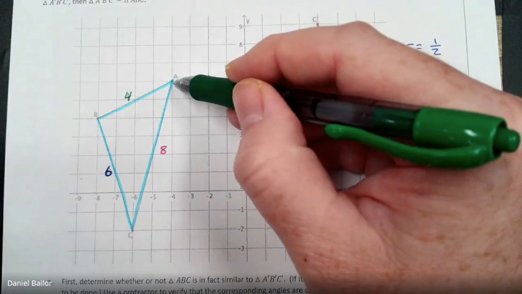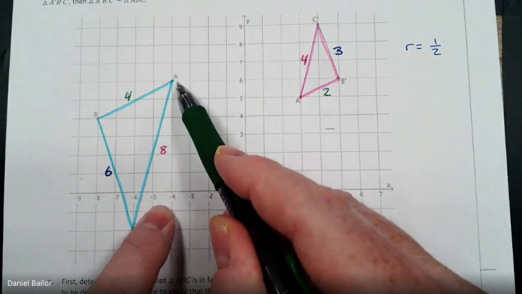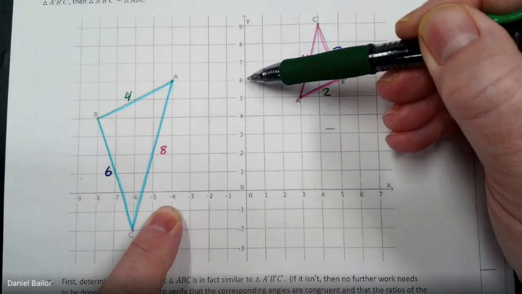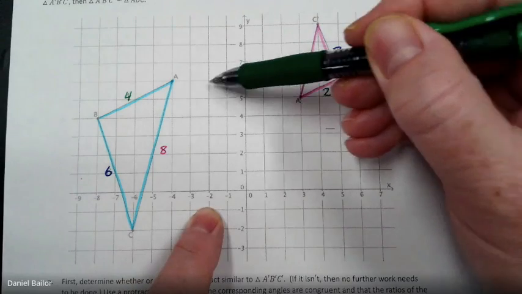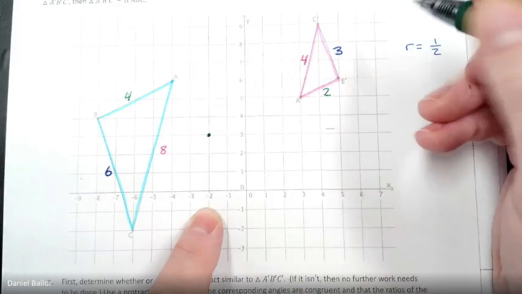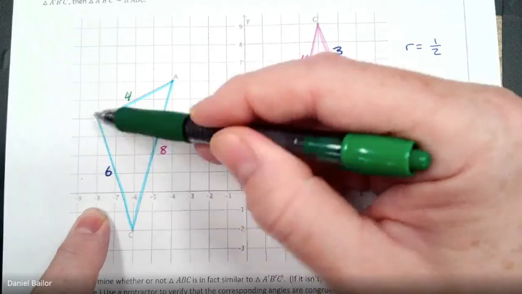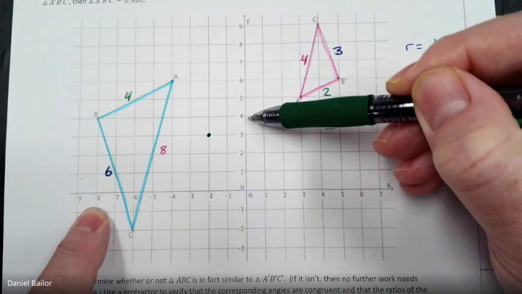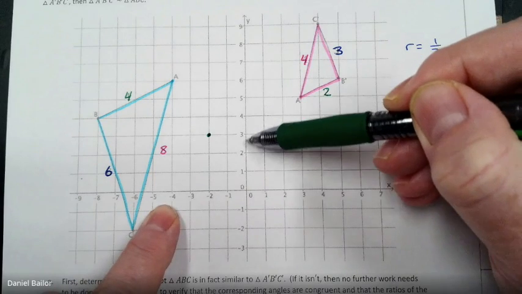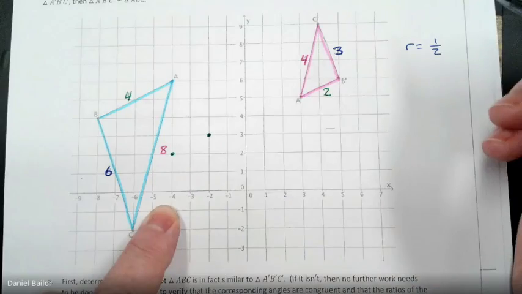First thing we're going to do, multiply everything by 1/2. So let's do A and multiply by 1/2. A is at -4 and 6. So half of -4 is -2, and half of 6 is 3. So that's where A is going to move to. B is at -8 and 4. Multiply by half. Half of -8 is -4, and half of 4 is 2. So we're going to go right there.